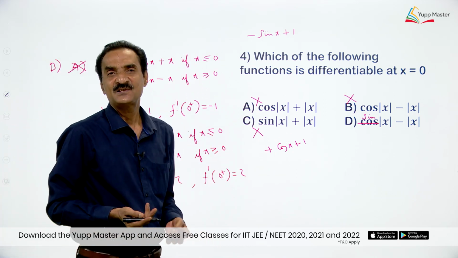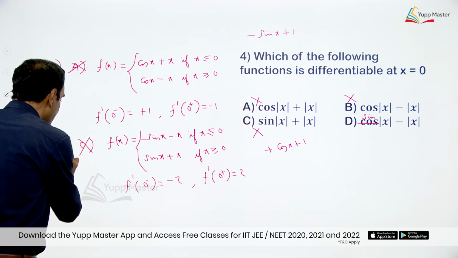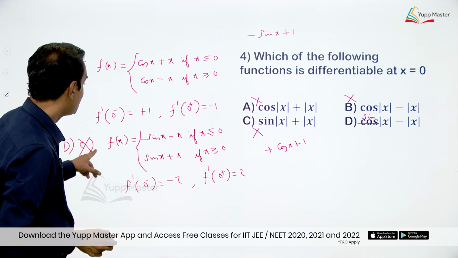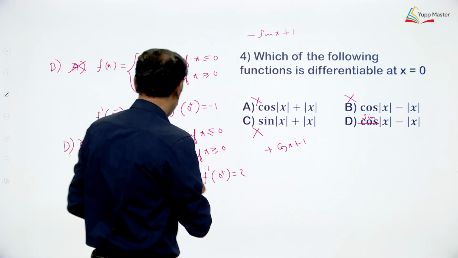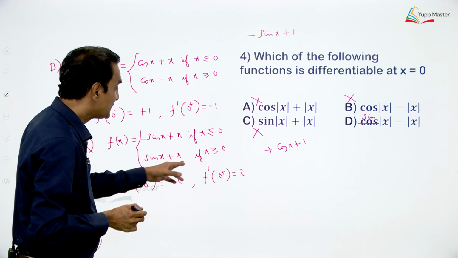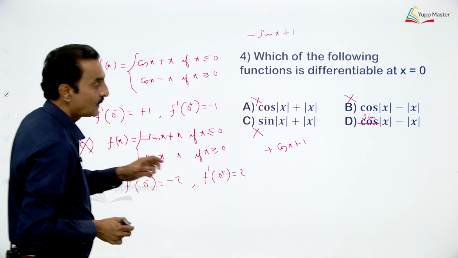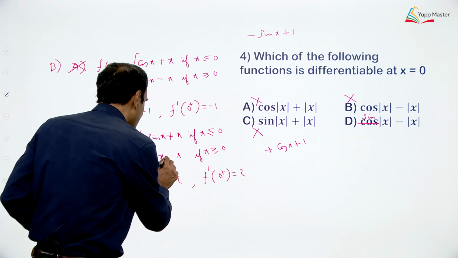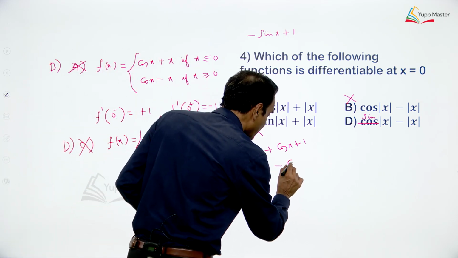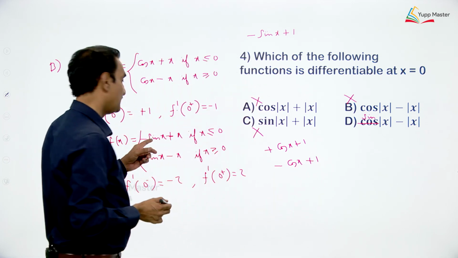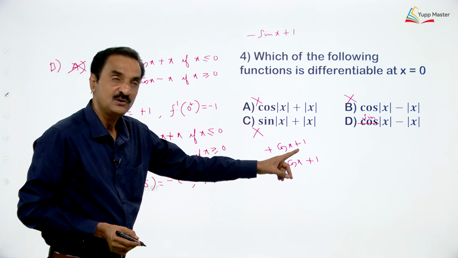So obviously the answer must be D, sin mod x minus mod x, but let us check. For option D, when x is less than or equal to 0, it will be sin of minus x minus of minus x, that is minus sin x plus x. When x is greater than or equal to 0, it will be sin x minus x. Now if you differentiate, you will get minus cos x plus 1, left hand side. Put x is equal to 0, what are you getting? 0. Minus cos 0 plus 1 is 0.